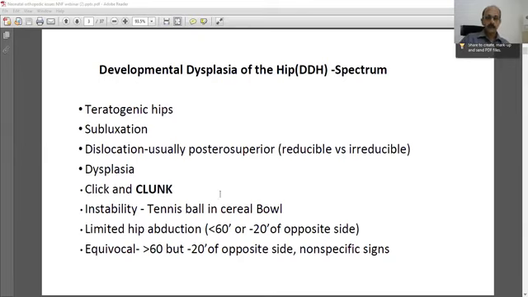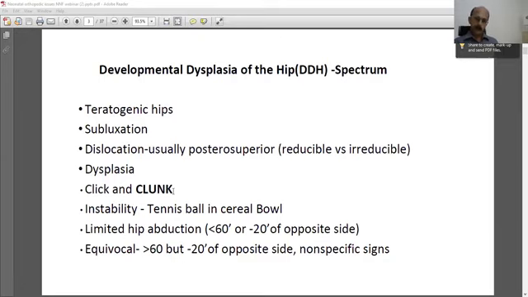Not as if this much confusion was not enough. Sometimes when we examine, we feel that the head is moving in and around, but it's not like a stable hip. We feel some amount of instability. That is specifically called instability, and it's been compared to a tennis ball rolling in a cereal bowl.